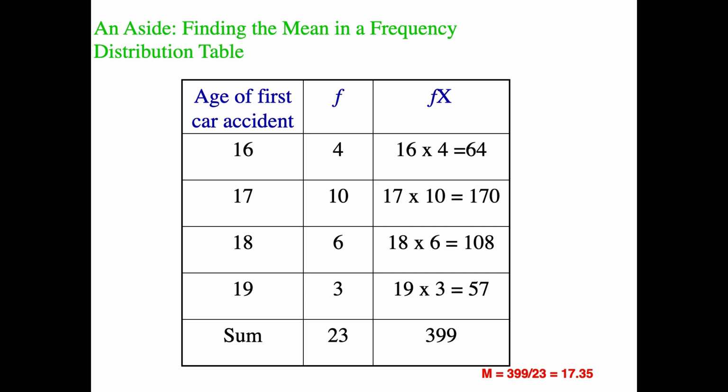You can see that I have 23 people altogether in my sample, and the sum of all of their ages at their first accident is 399. So I take that sum, 399, down there in the lower corner, and I divide it by 23, and I come out with a mean of 17.35. So that's a pretty easy way to take lots of data that are just in a frequency table to figure out an average, to figure out the mean.